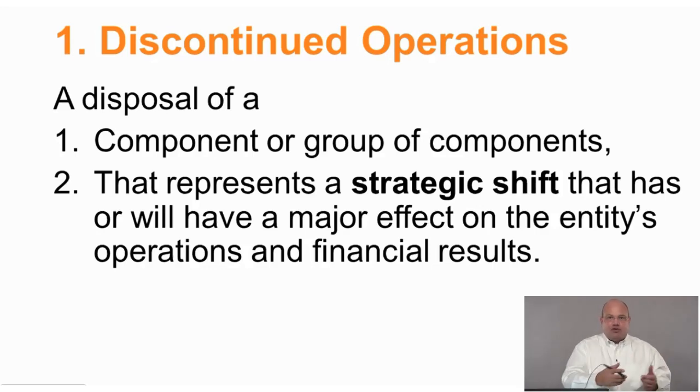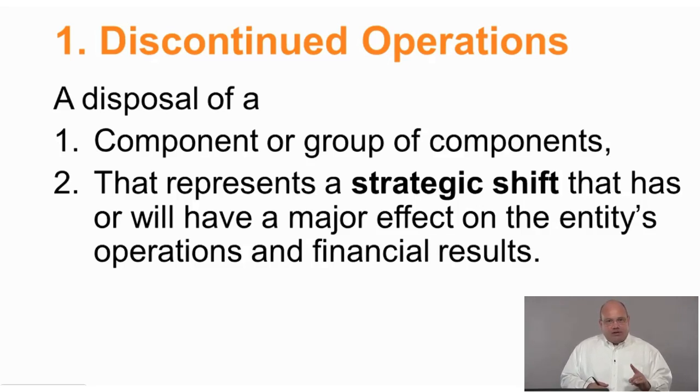Closing that one restaurant doesn't represent a strategic shift for the company. It means they put the restaurant in the wrong place. It means that the people who live there don't like that restaurant anymore. It's not a strategic shift for the company. Now, let's take a company that has two product lines. Each one represents 50% of the revenue and profits for the company, and it decides to sell one of those product lines. That's a strategic shift. That has a major effect on their operations and financial results. That is a discontinued operation.